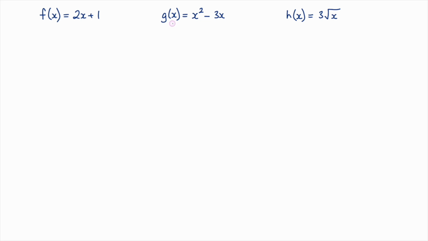Same for g of x here. I'm going to take my value, square it, then subtract 3 times that value. And then for h of x, I've got 3 root x. So I'll take the square root of x and multiply by 3.